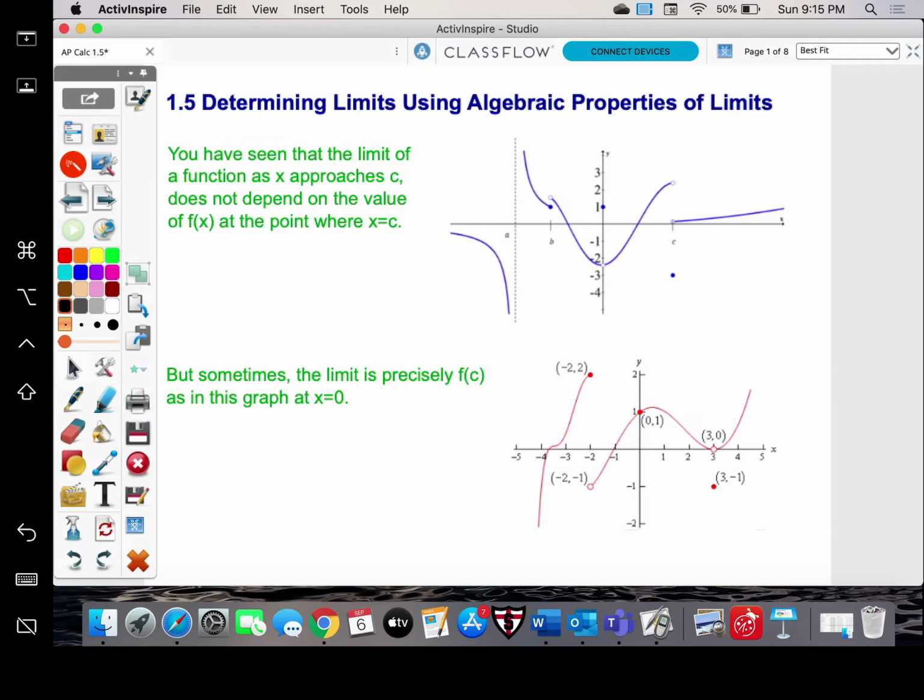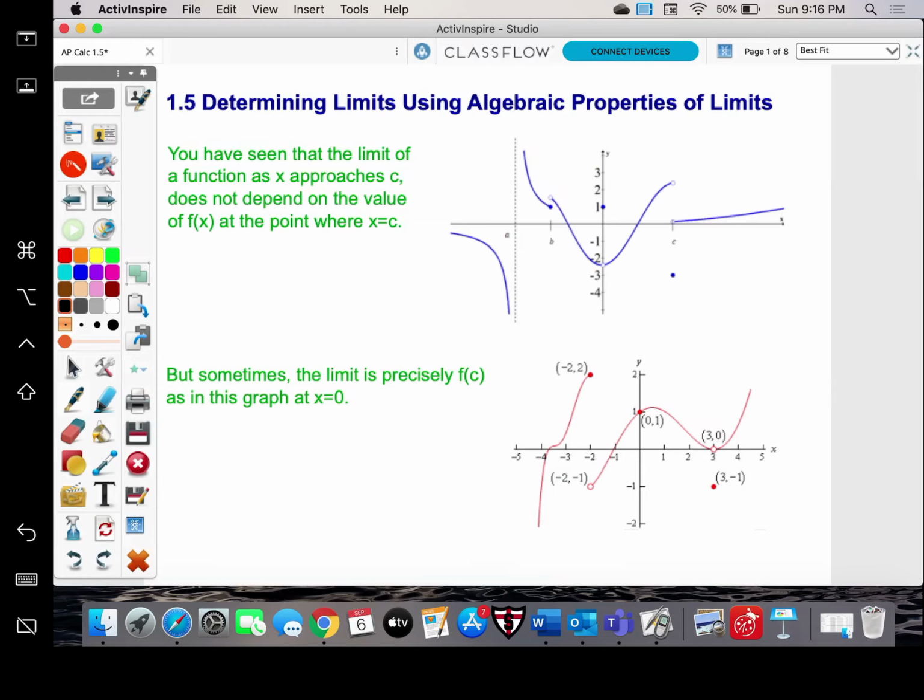Right, we have another really exciting calculus lesson. This time we're going to learn about how we can use algebra and some of the properties of algebra to evaluate limits rather than having to graph or make tables all the time. One thing to remember from our graphing lesson was sometimes the limit and the function value are the same.